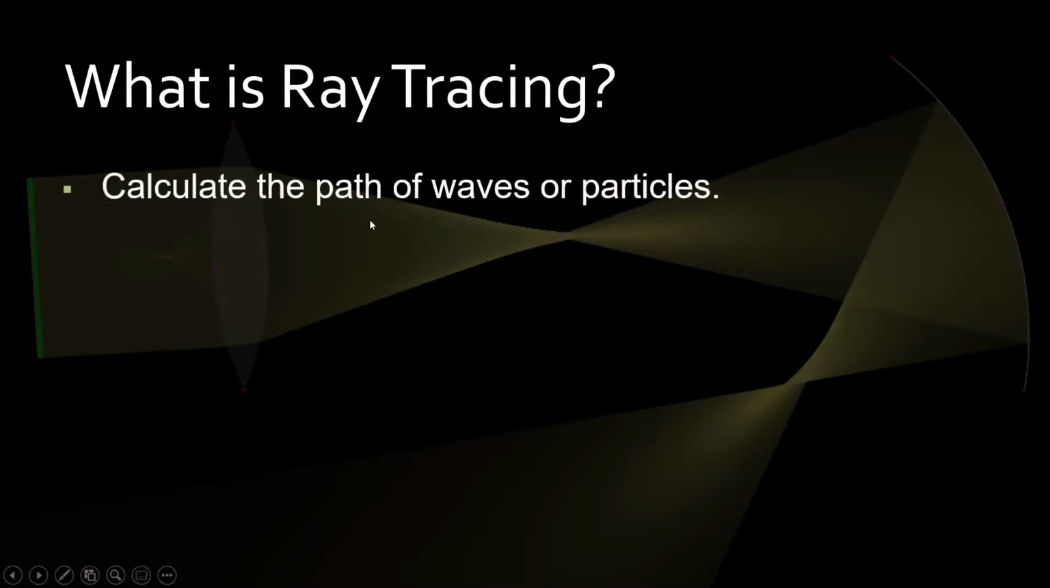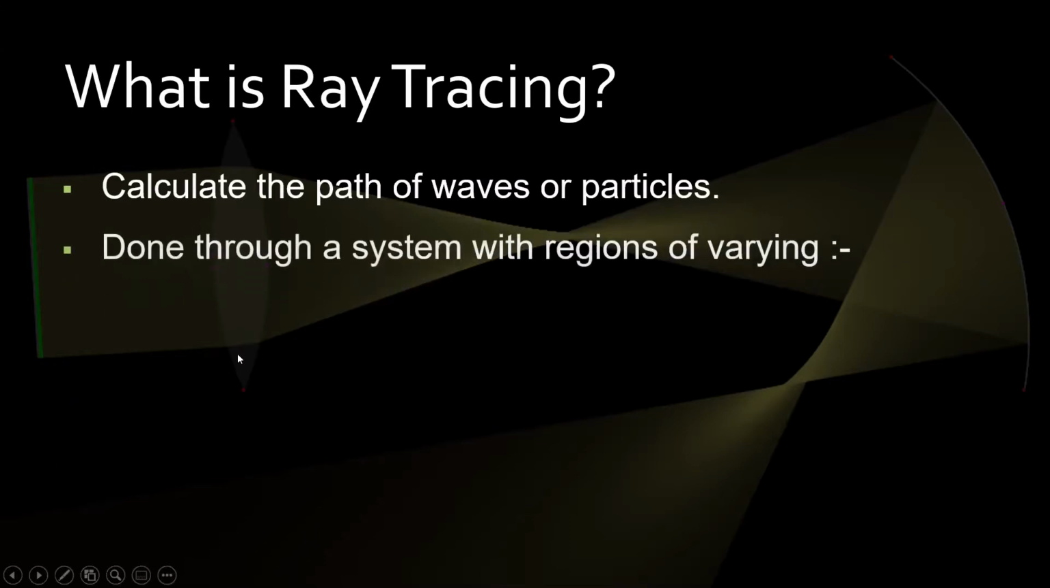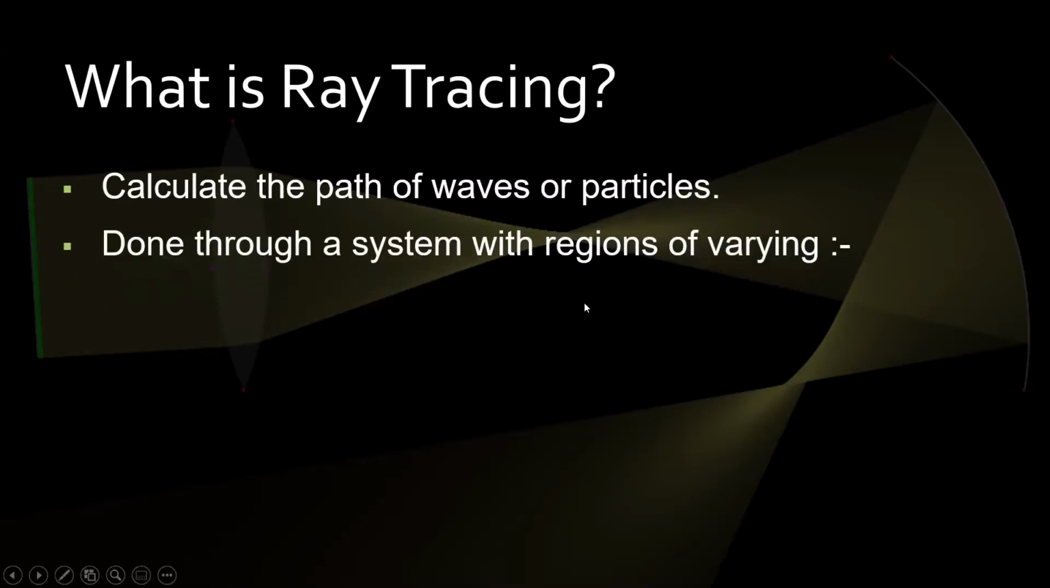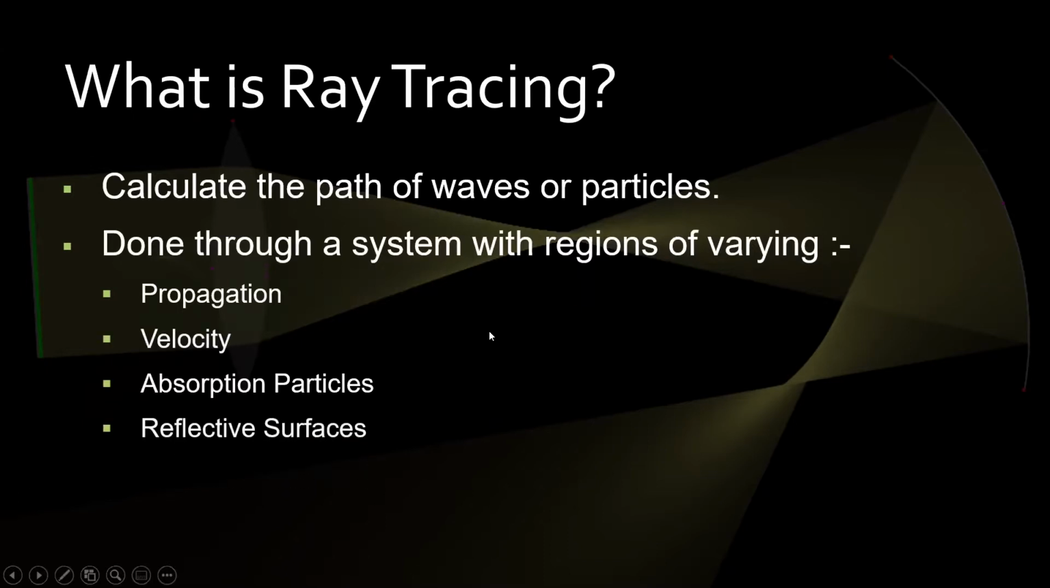So that is just to calculate the path of the waves or particles. And this is done through a system with regions of varying propagation velocity, absorption particles, and reflective surfaces. There are multiple ways to do these calculations, and the easiest way you could do this is to imagine you're going backwards. And that is basically what I explained in the beginning.